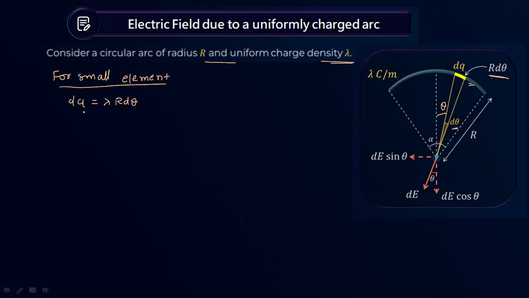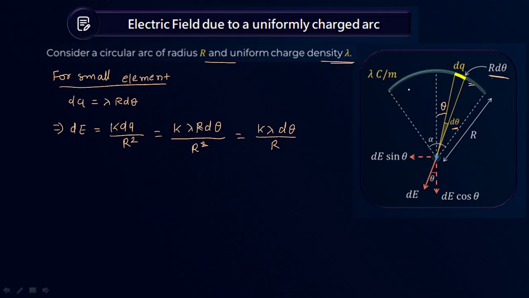Now due to this small element dq, we can find the electric field dE, which equals k dq divided by r square, and r is the same radius. So now put in the value: k dq becomes lambda r d theta divided by r square. Now one r we can cancel. So we have dE equals k lambda d theta divided by r.